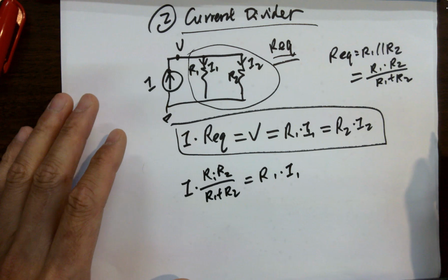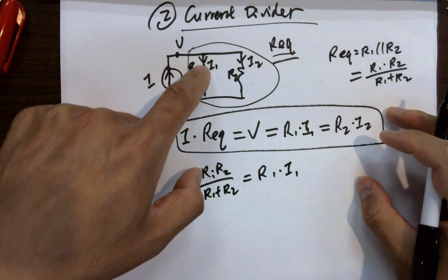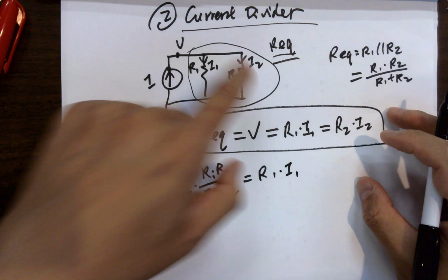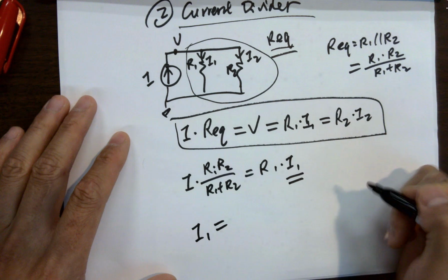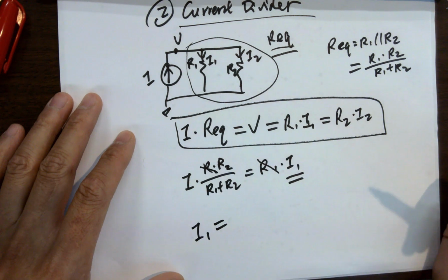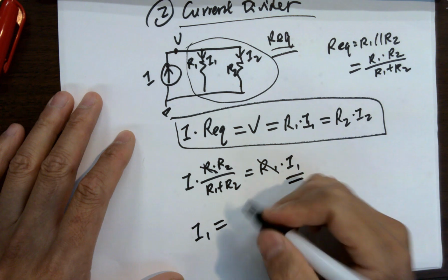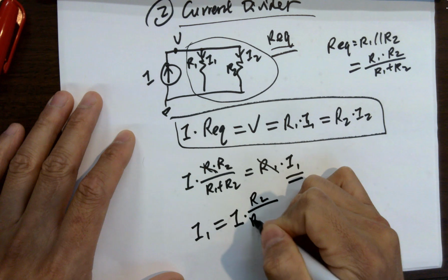Because of the current divider, the total current is given. The current divider is trying to let you calculate the branch currents. So this is the branch current. I1 becomes, just cancel R1, okay? So that equals the overall I times R2 over R1 plus R2.